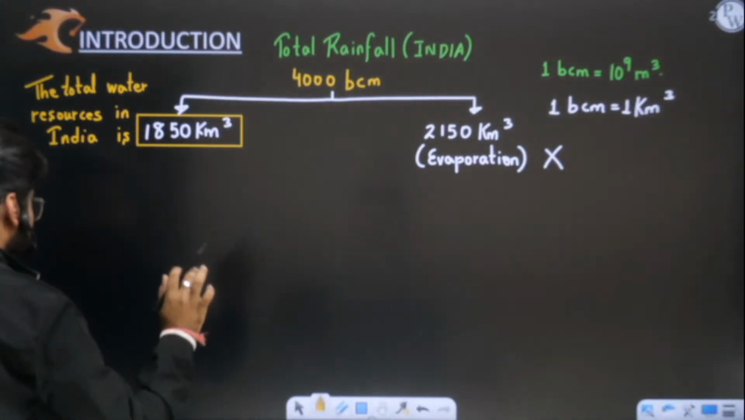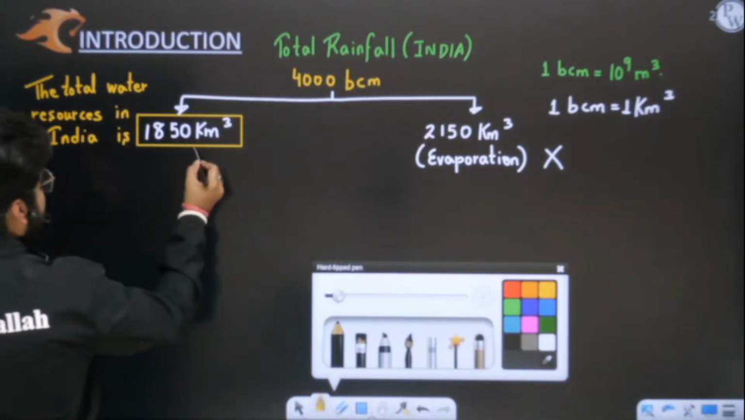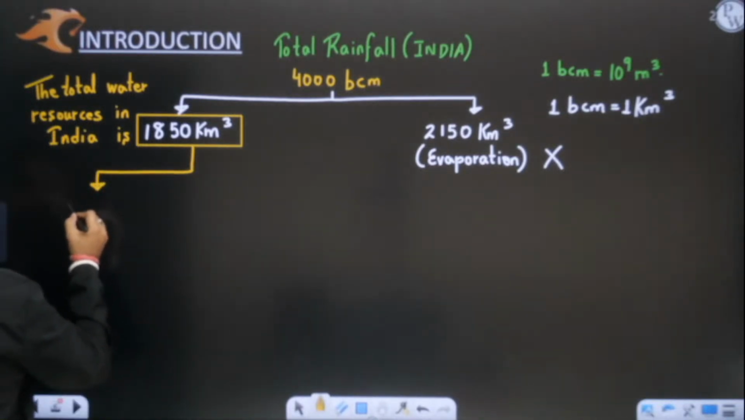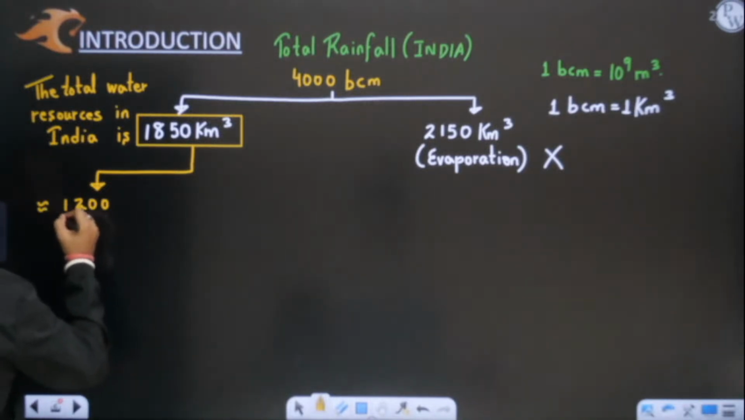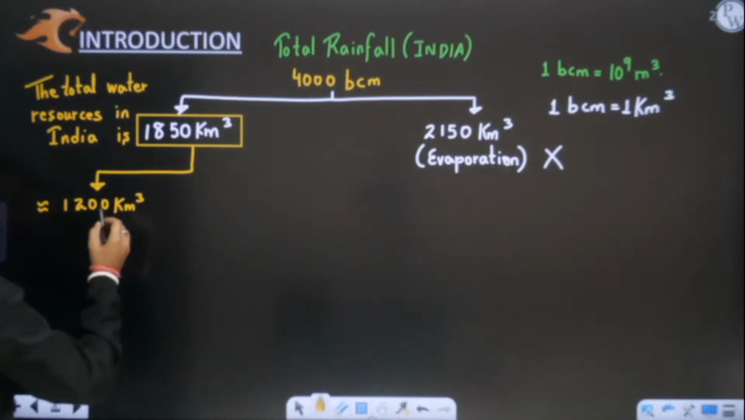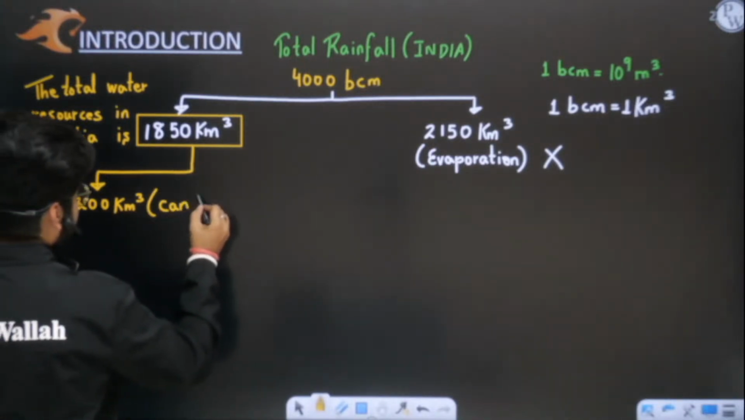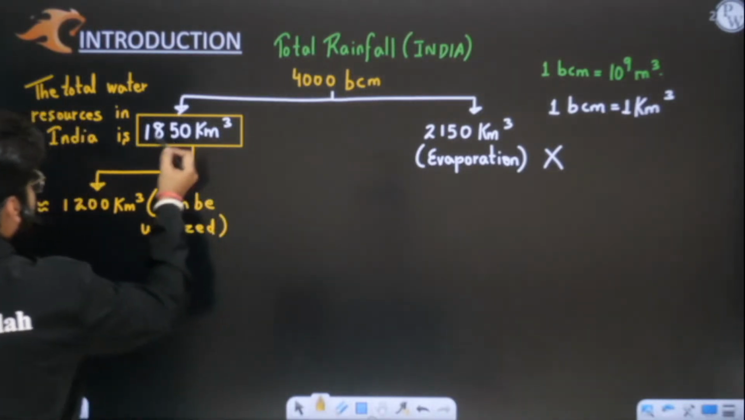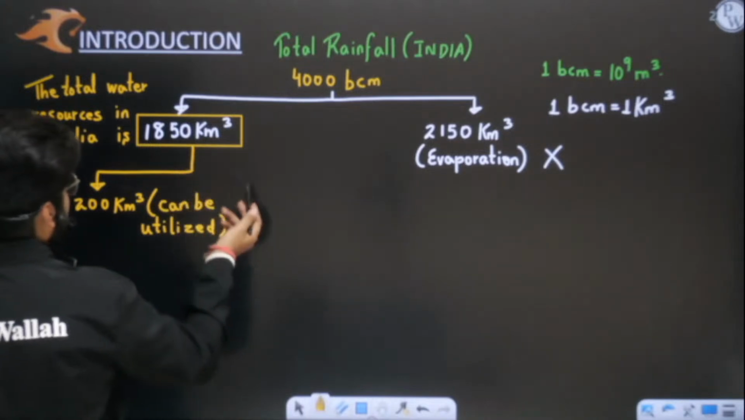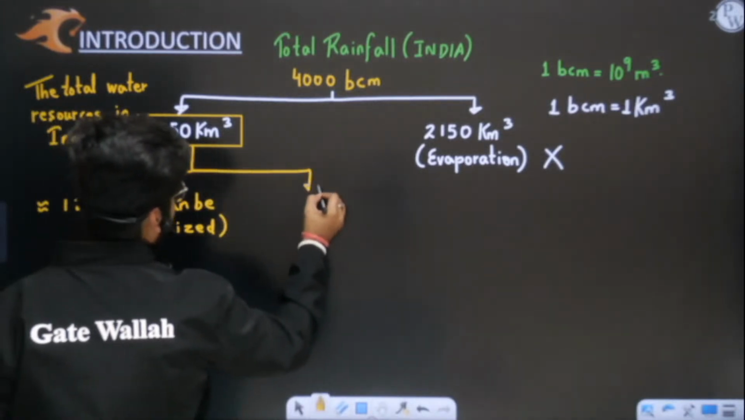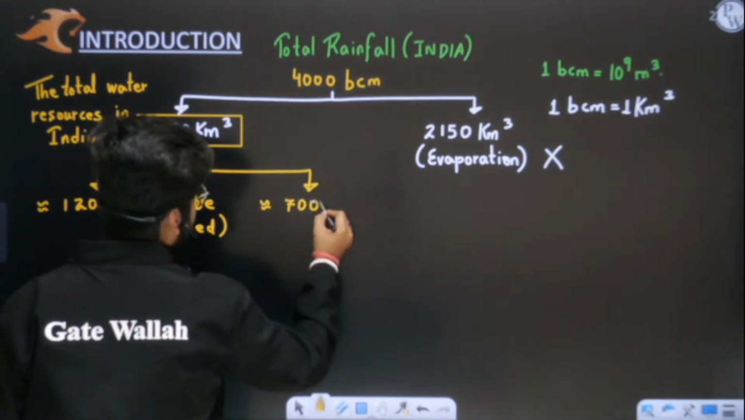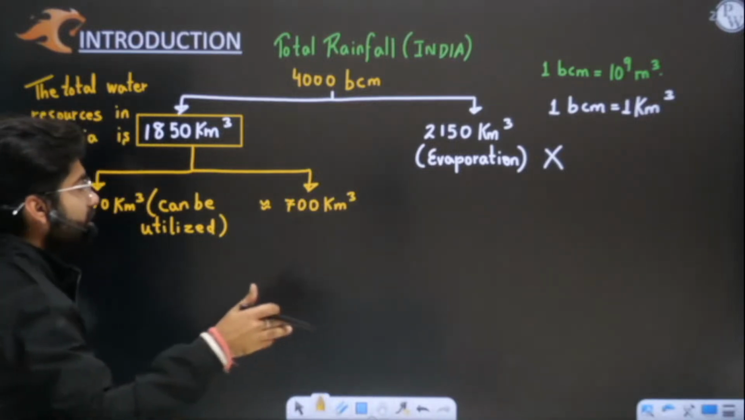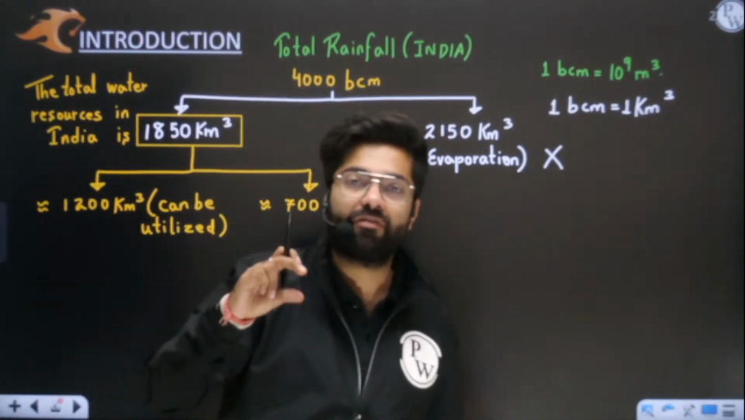Now, you have to understand out of this, approximately 1200 only can be utilized. Approximately 1200 can be utilized, and remaining is how much? When you subtract it, it will be somewhere around 650, or you can say 700. Approximately 700 cannot be utilized. Now you must be wondering, sir, why this 700 water cannot be utilized? See, because of topographical constraints.